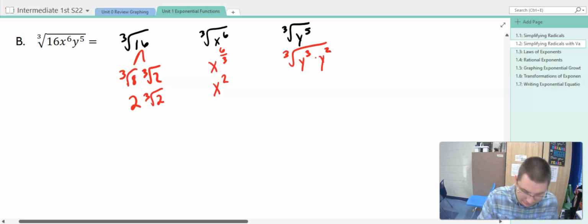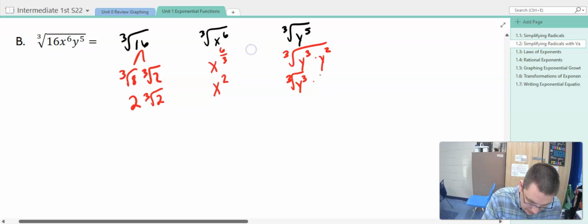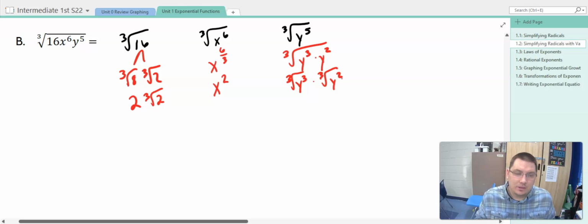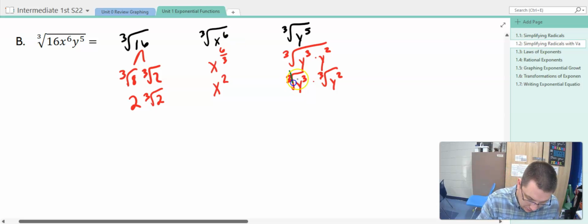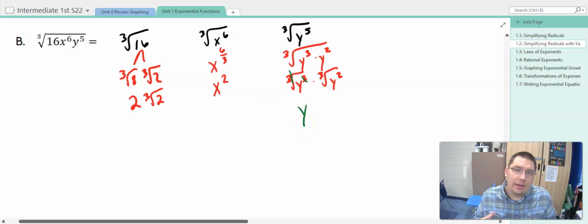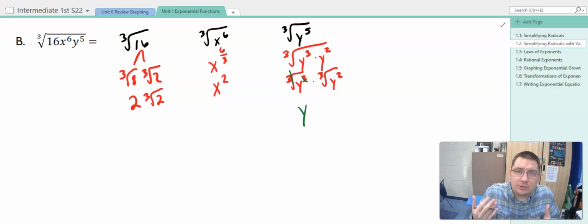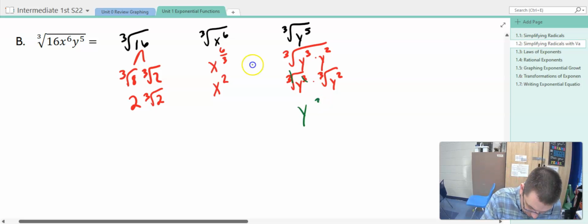And then we can split this. So we're going to get the cube root of y cubed times the cube root of y squared. And over here, the cube root and the cube will cancel, leaving just the y. And in the other part, the cube root of y squared is going to just stay what it is. Cube root of y squared.